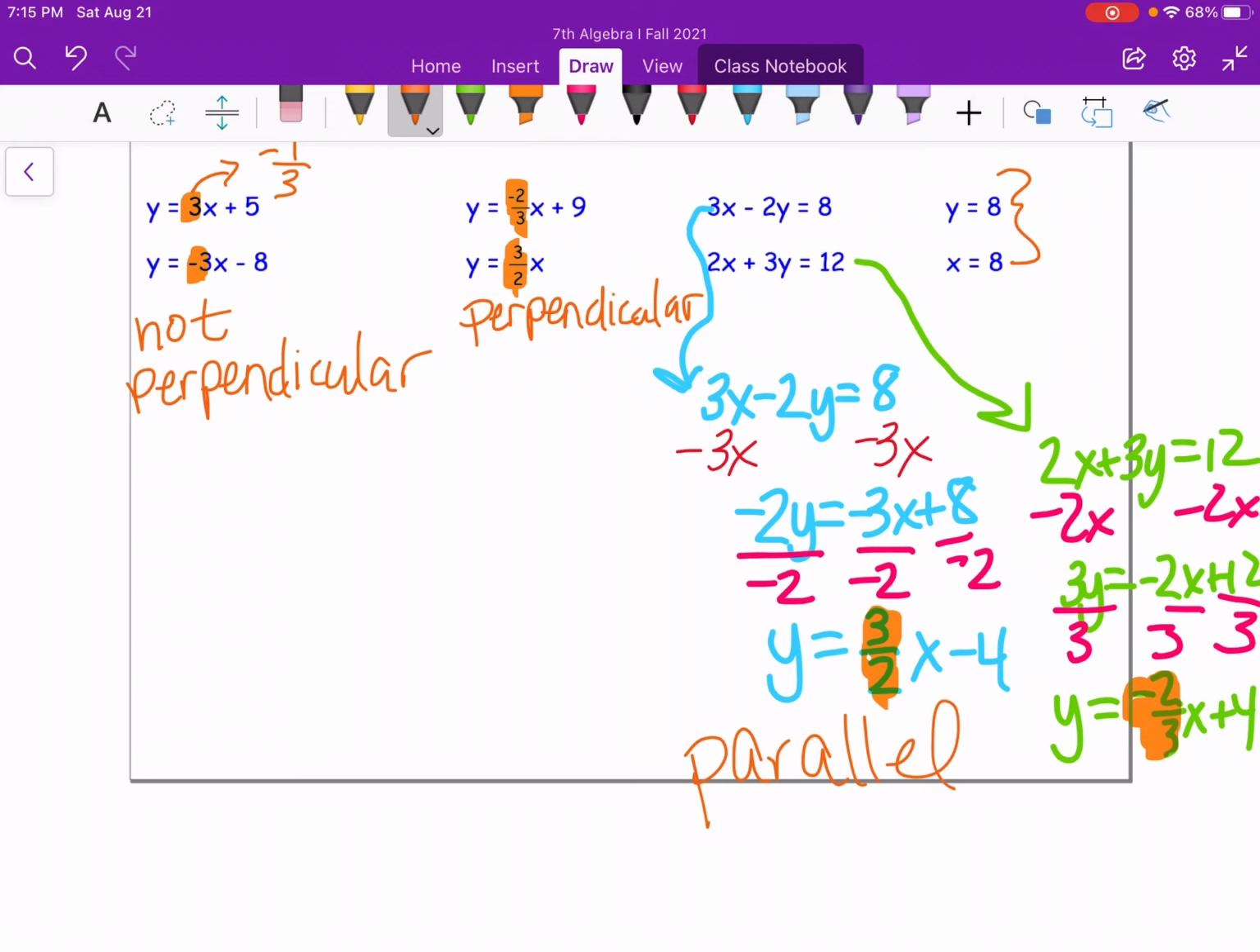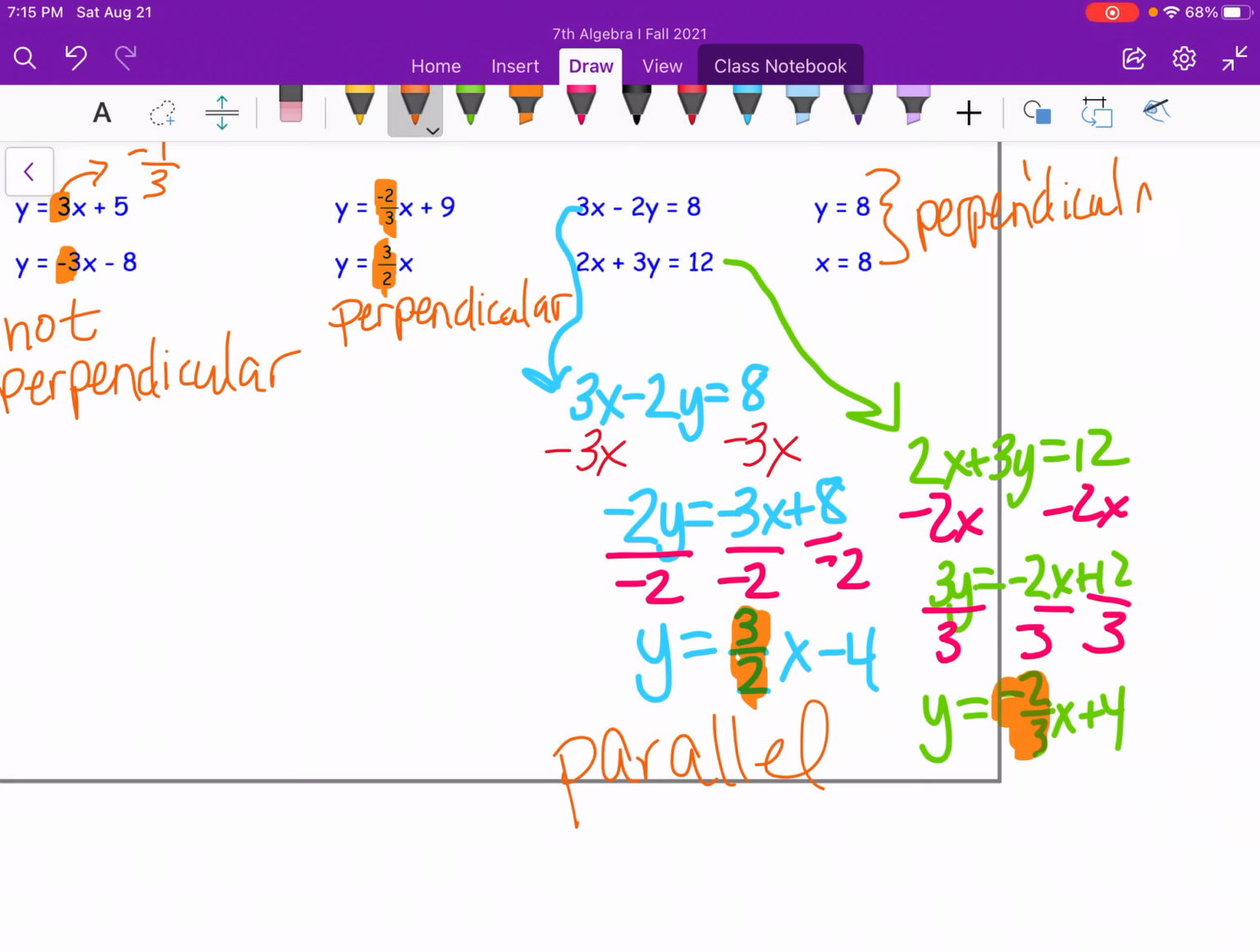And then this last section, y equals 8 and x equals 8, one is horizontal, one is vertical, so they are parallel. Or sorry, perpendicular. I don't know why I'm saying parallel. They're perpendicular. Oh, and I said parallel down here. I meant perpendicular.